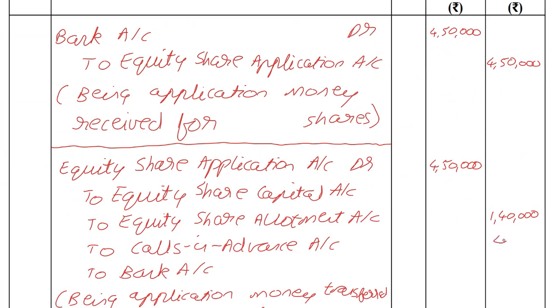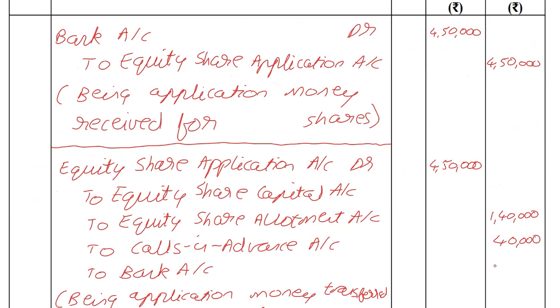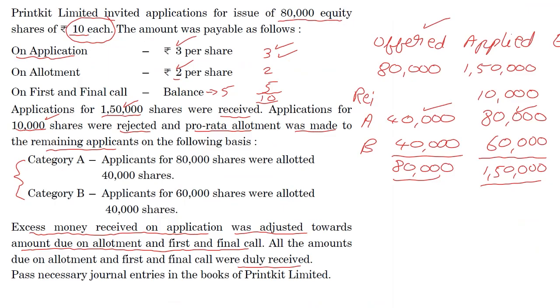Calls in advance 40,000. Again, going back, the amount which is rejected, 10,000 shares into 3 rupees per share, 30,000 will be bank account. And for equity share capital, don't balance out. I mean, you can, but there's an easier way.